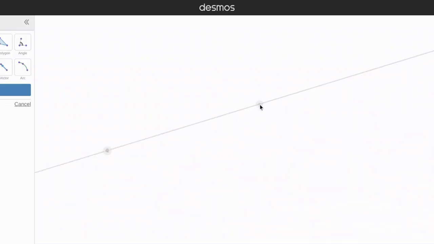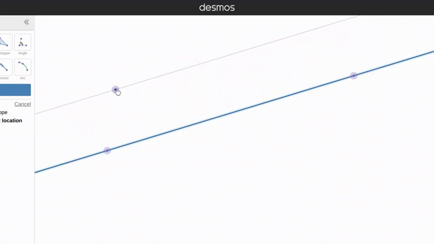Feature. Draw yourself a line. And then I just want you to put a point somewhere. I'll put it right here. If I want to create a line that's parallel, I go to More Tools, Parallel Lines. I need to choose a line to set the slope. We're going to choose this line. We want it to have the same slope. We want it to go through this point. So there's my second line.